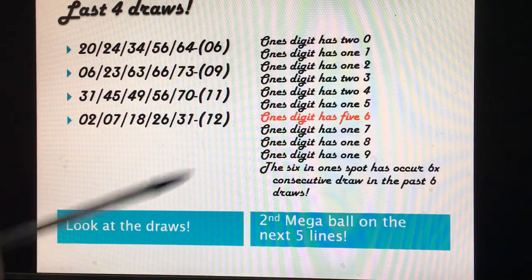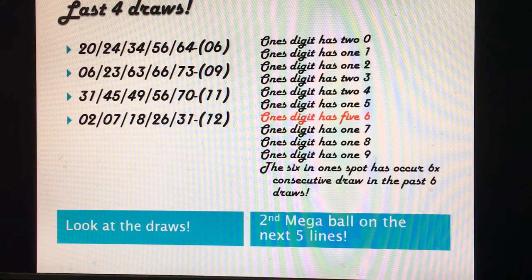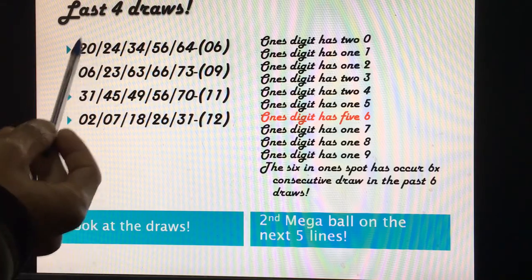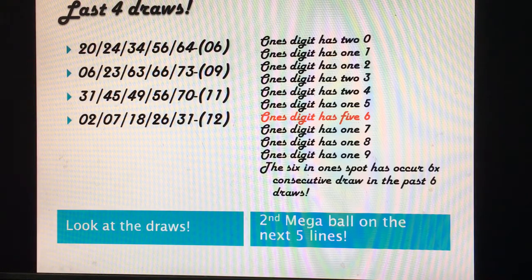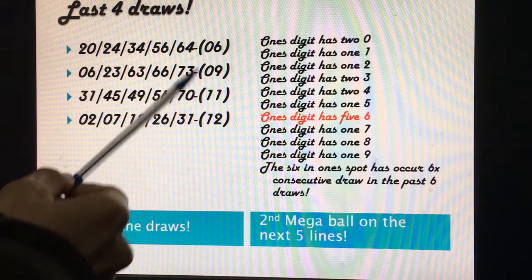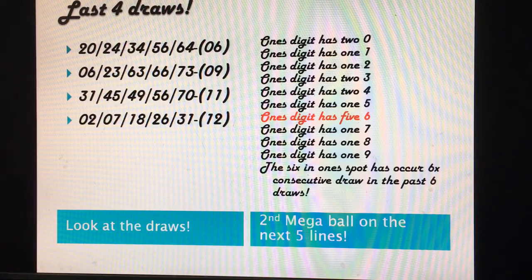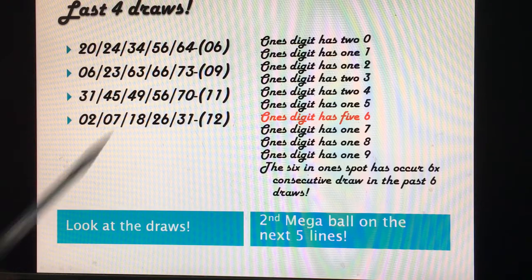Looking at the first 1s digit, you can see the 0 occurs 2 times, the 20 and the 70. Using the 1s digit, the 1 occurs 1 time, 31. The 2 has occurred 1 time, 02. And then the 3 digit occurs 3 times, 73, 63, and 23. I made a typo. And the 4 digit occurs 2 times, 64, 34.